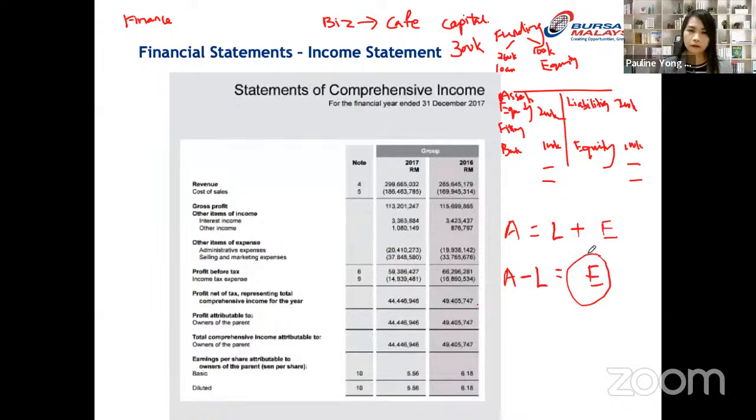Under the balance sheet, you go direct to the equity part, and that is the amount of the net worth of the company.